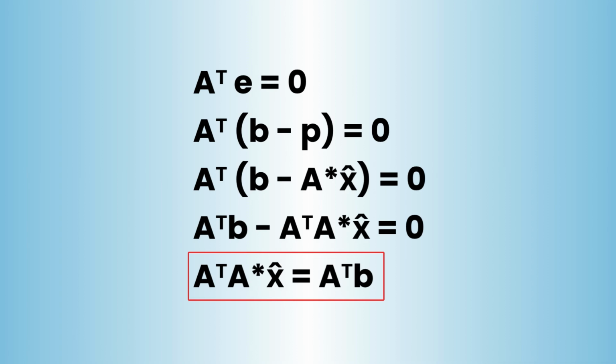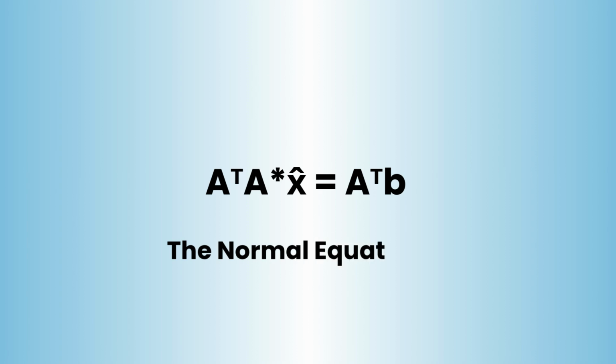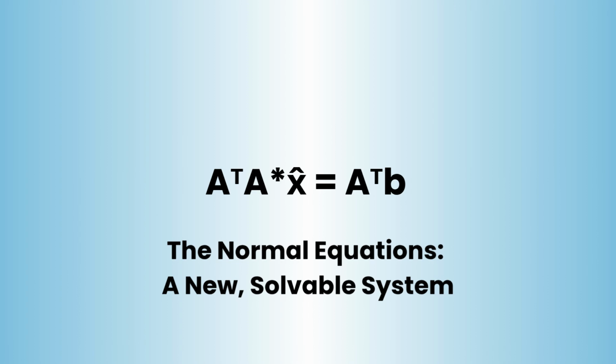And this is the elegant heart of the solution. These are the normal equations. We started with an unsolvable system, used the geometric condition of orthogonality to minimize our squared error, and transformed it into a new solvable system for the best approximation x hat. This new equation, A transpose A multiplied with x hat equals A transpose b, gives us a direct way to calculate the best fit solution.